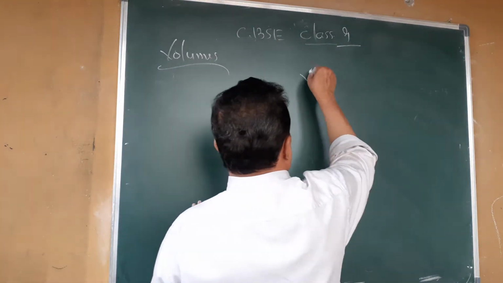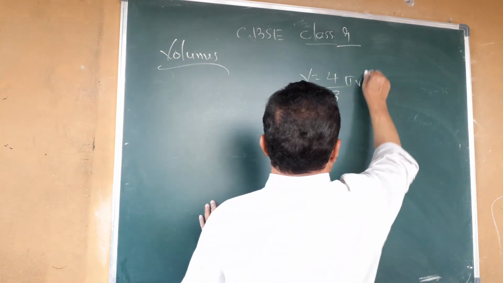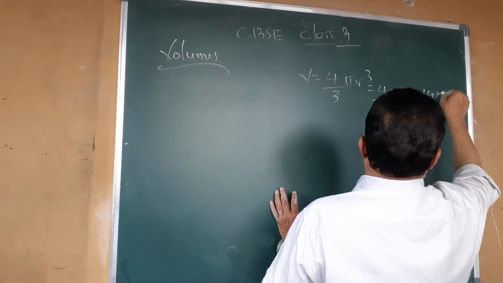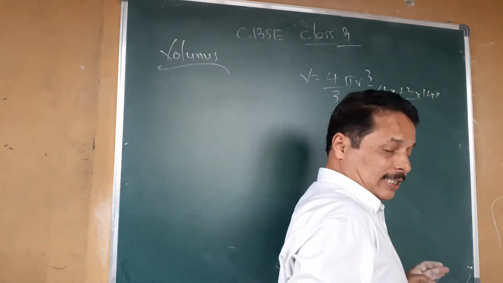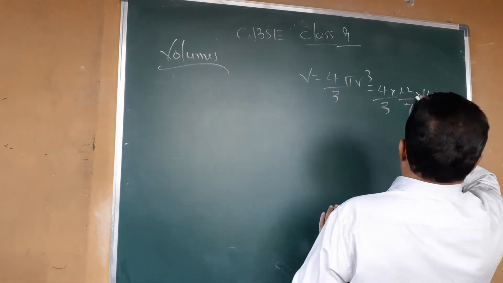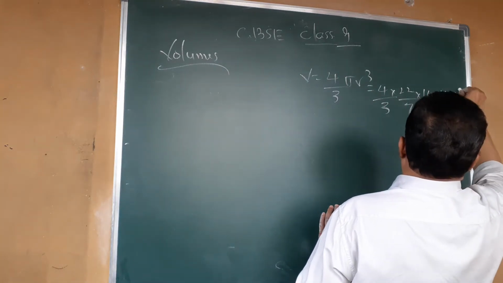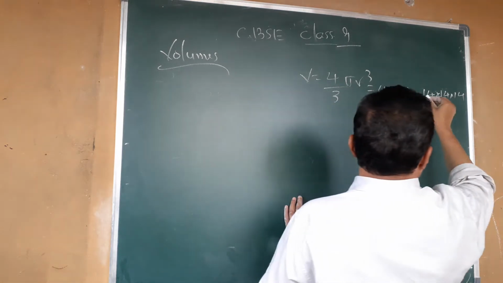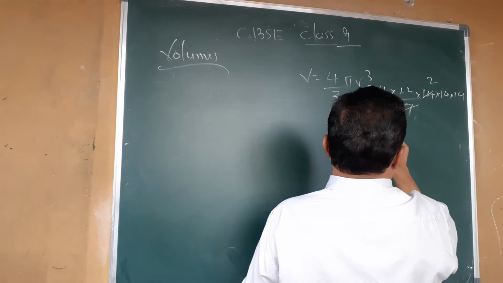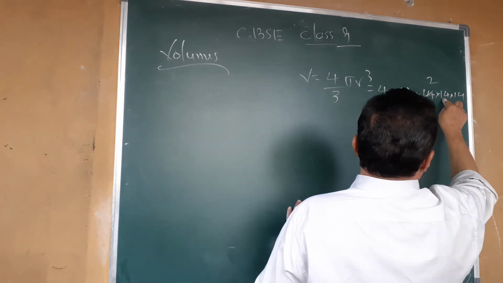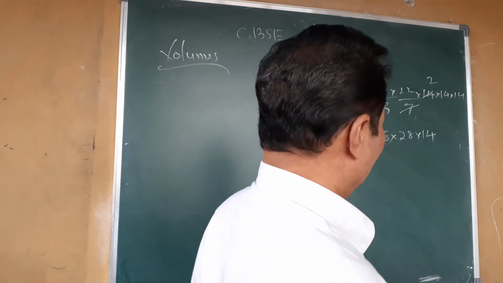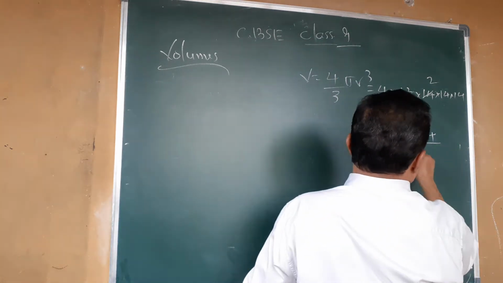So the volume of a sphere you studied is 4 by 3 pi r cube. 4 by 3 into 22 by 7 into the radius. Is it diameter or radius? Radius 14. So 4 by 3 into 22 by 7 into 14 into 14 into 14. 7 cancels 2 times and you multiply: 4 into 22 is 88, 2 into 14 is 28, and 14. And divided by 3 also.